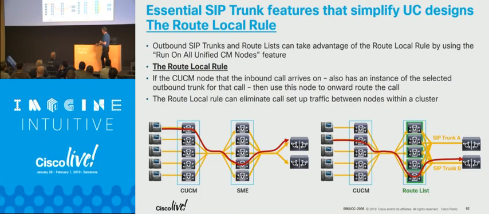So this is run on all nodes on trunks. It's also there on route lists. So always enable it on route lists. If you don't, you can get a situation whereby all of your outbound calls are going to route through one of these nodes here. The rule here is that if you've got multiple trunks in a route list and a route group, enable run on all nodes on that route list. But as a general rule, always enable run on all nodes. Okay.